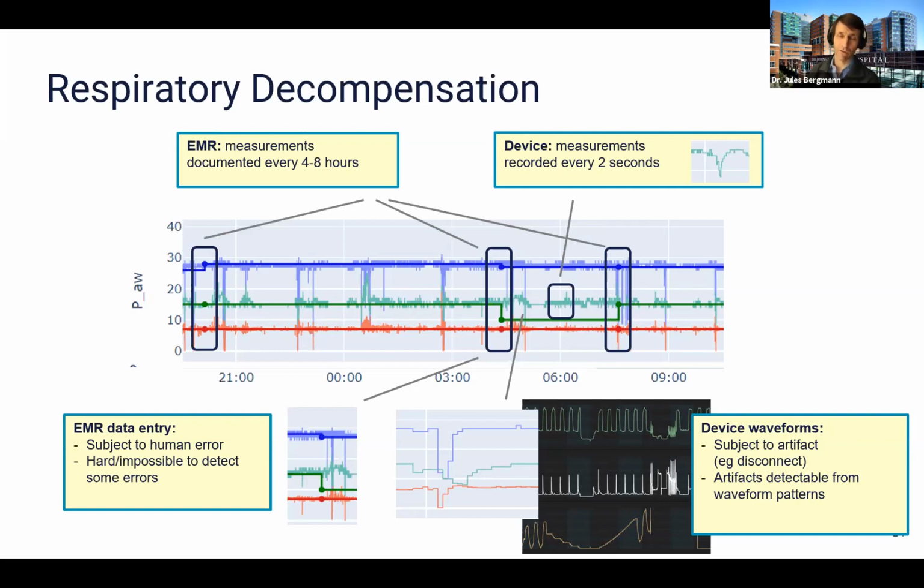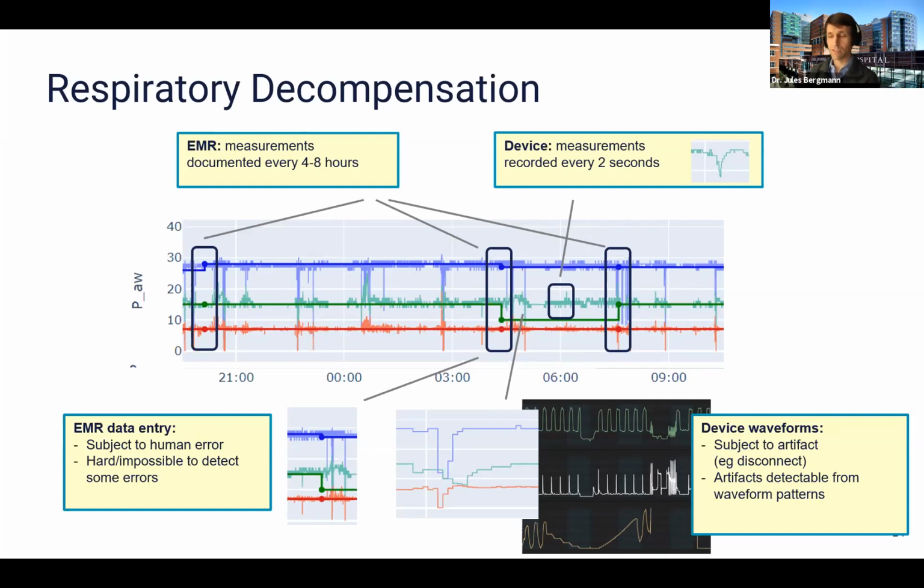And so the high frequency data gives us insight into both of those issues. It gives us the ability to look at the dynamics of the patient and see how their heart rate is varying and how their mean airway pressure is varying, in a way that having a measurement every 8 hours doesn't give us.